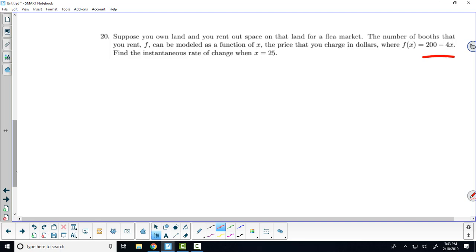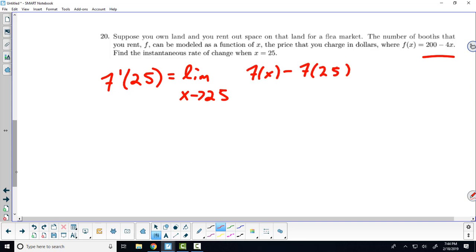Okay. So find the instantaneous rate of change when x is 25. So what am I asking you to do here? I'm asking you to find f prime of 25. Okay. Well, this is equal to the limit as, let's go ahead and do x approaches 25. Just use the other definition just once more for practice. So let's write up the definition. This would be f of x minus f of 25 all over x minus 25.